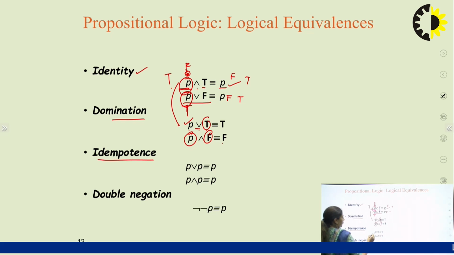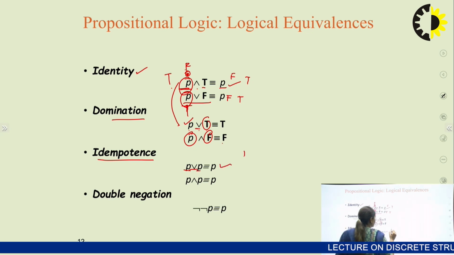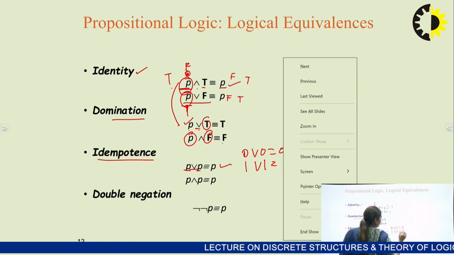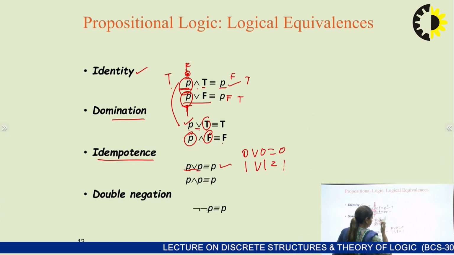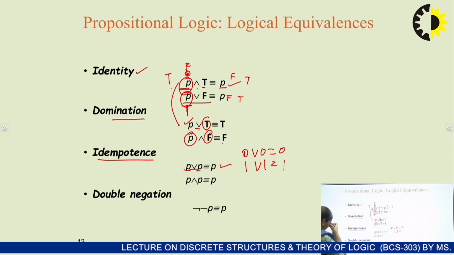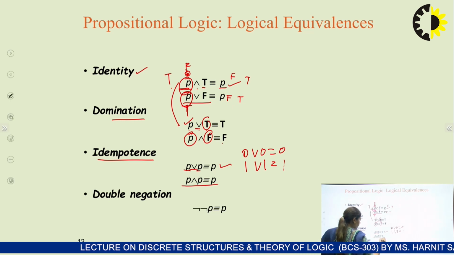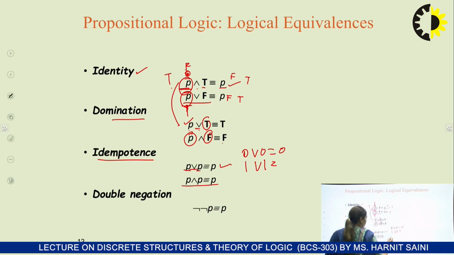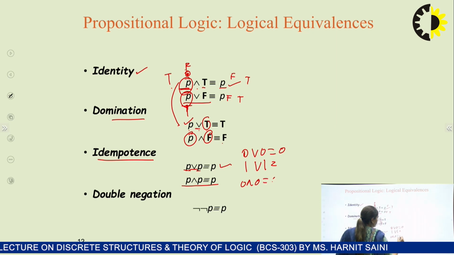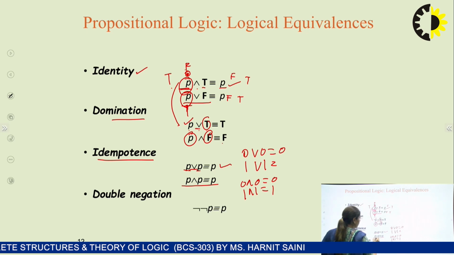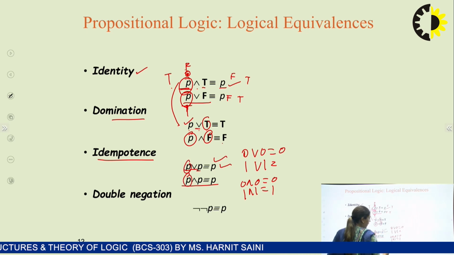Idempotence, P or P is always P, right? Either P is 0, then 0 or 0 is also 0. Either P is 1, or 1 is 1, right? Now double negation, we can check this also, sorry. P and P, 0 and 0 is 0, 1 and 1 is 1. Whatever values we take in P, the output is that only, right?